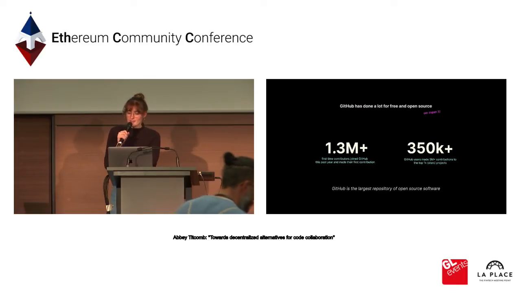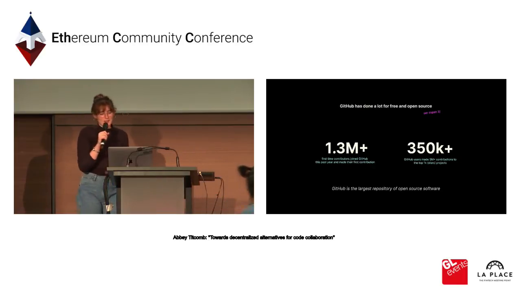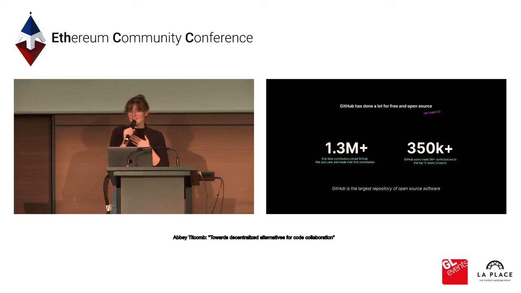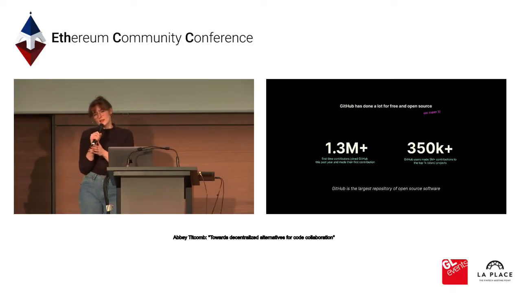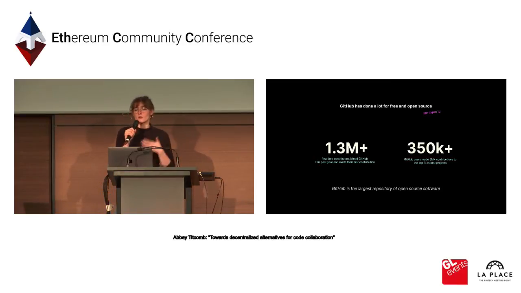And it also has done a lot for free and open source. And we mean this very wholeheartedly, right? GitHub has done so much for the growth of free and open source software across borders, across the world. So this year, 1.3 million first-time contributors joined GitHub and made their first contribution. That's huge. And over 350,000 GitHub users made over 5 million contributions to the top 1,000 projects on GitHub. This is not just because people want to code more. This is because the tools in which we are collaborating and coding are becoming easier and more accessible to people around the world.